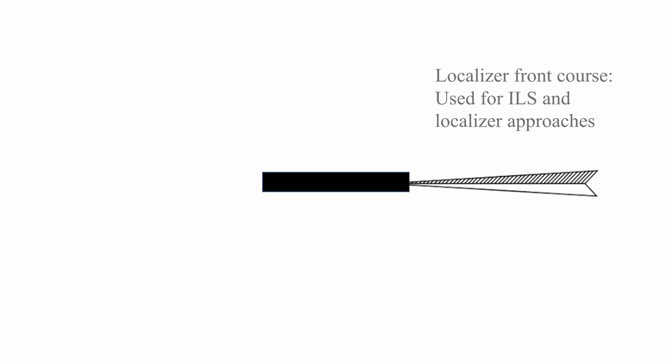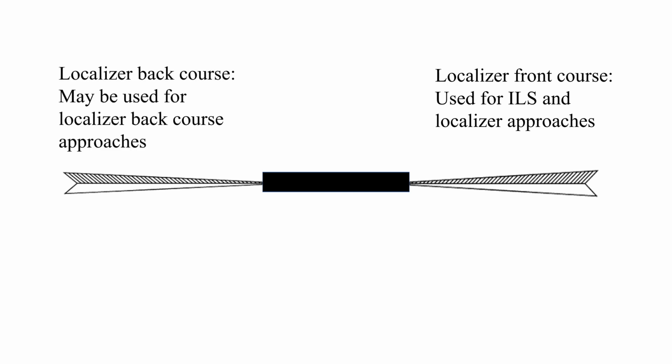So what is a localizer back course approach? As we know from our lessons on ILS approaches and localizer approaches, localizers are a type of ground-based radio navigation aid that transmits a course to give a pilot lateral guidance so they can align with the runway centerline while flying these approaches. But every localizer transmits two courses. The front course is the course that's used to fly ILS and standalone localizer approaches, but the transmitter also transmits a course in the opposite direction called the back course that can also be used for navigation and to align with the runway for an instrument approach.